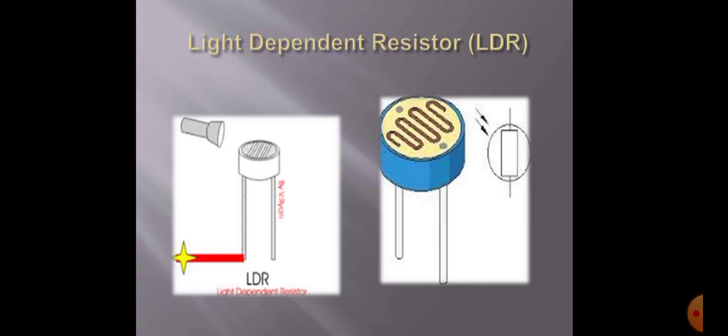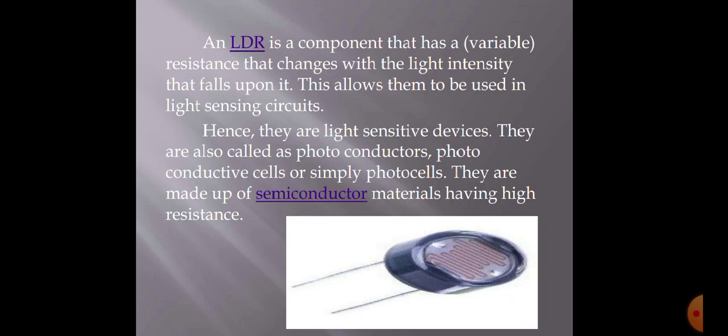Now on screen you can see the light dependent resistance. In this resistor you can change the resistance by the amount of light. If light falls on this resistor, the resistance decreases, and if you remove the light, the resistance will increase. Such a resistor is called a light dependent resistor. Now you can see the picture of semiconductor resistors, which we are not using in the lab, but they are used in different types of applications.